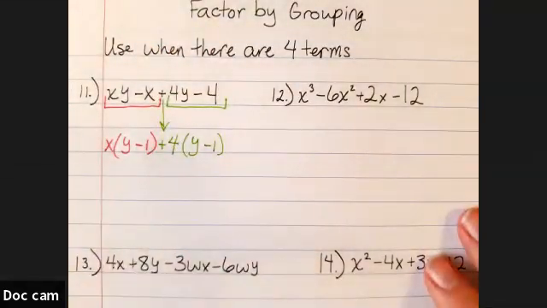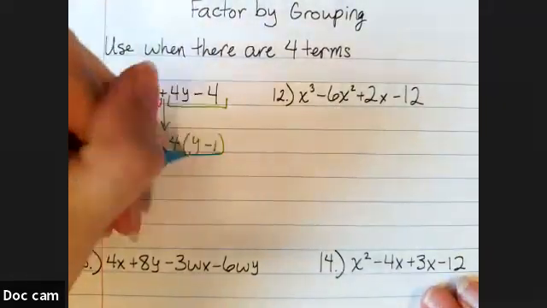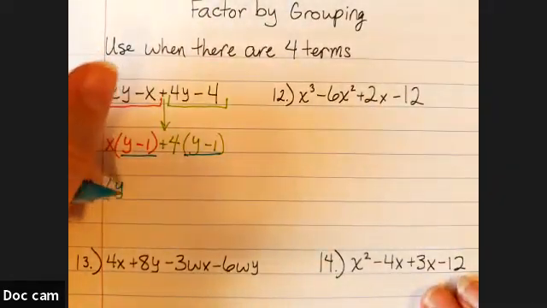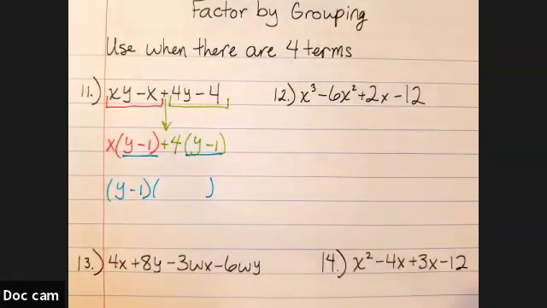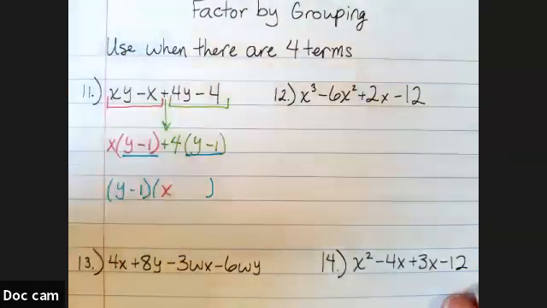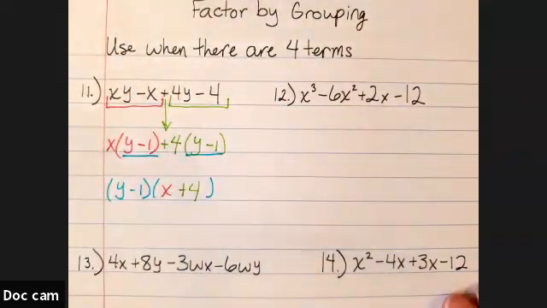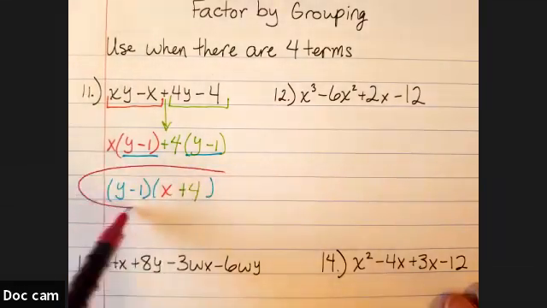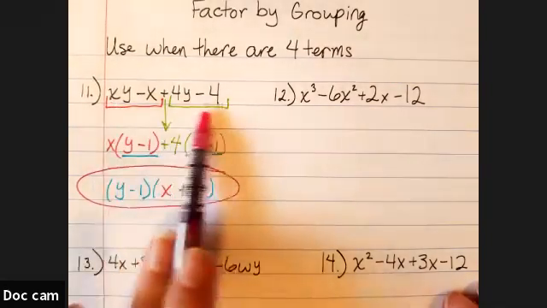So now we can see that what we have in those parentheses is the same. And so now the y minus 1 becomes our GCF that we factor out. And then in our second set of parentheses, we have x plus 4. So our final answer is y minus 1 times x plus 4. And if you FOIL that, you would get back to this.